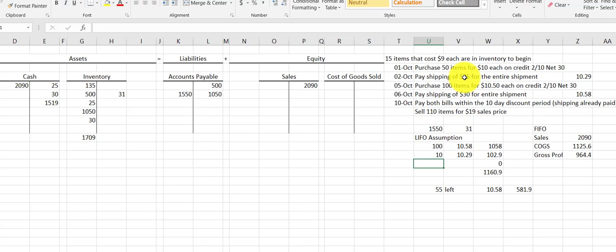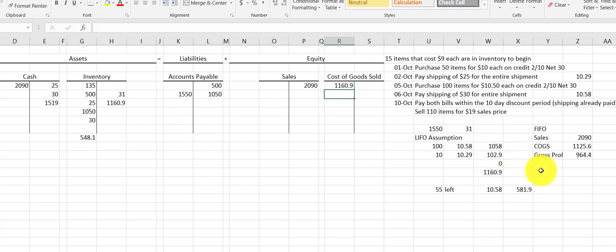Now that's why it's so important where the sale happens, the date of the sale. If the date of the sale would have been, say, October 3rd, then these would have been the newest items. But because we did it on October 10th, these are the newest items. Something's happened since then. So our cost of goods sold would be $1,160.90. So that would be a credit to inventory and a debit to cost of goods sold.